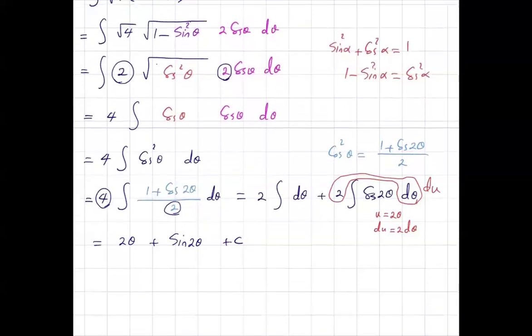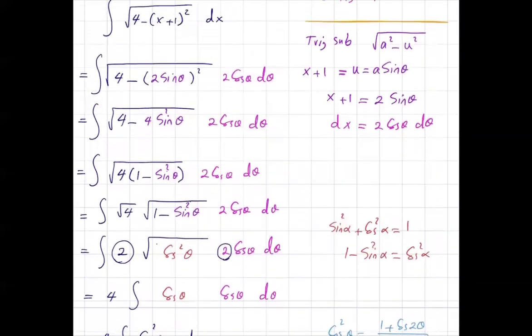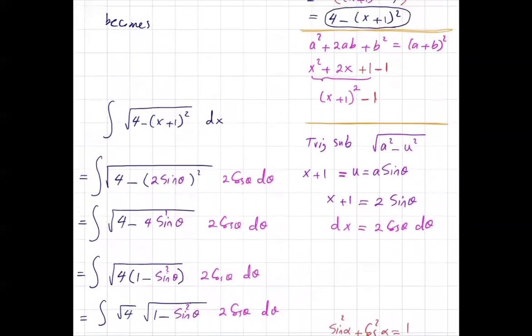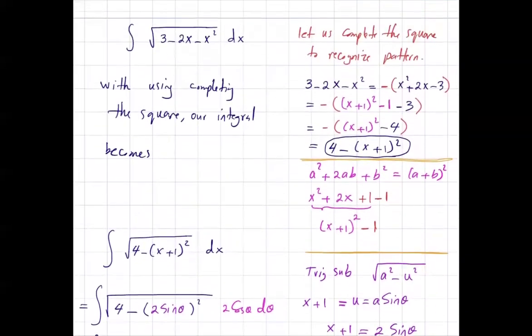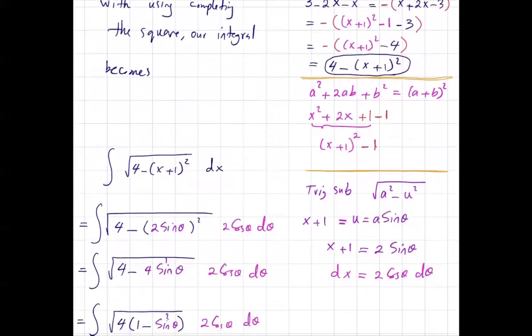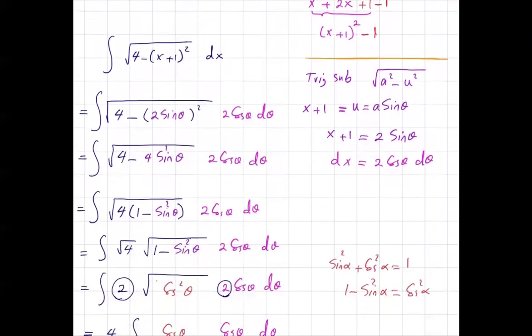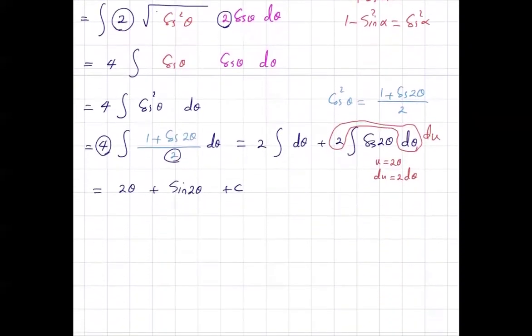Why is that? If we go back up, we know that our integral is in x. So we have to write everything in terms of x. So let us take this u sub that we used here, x plus 1 is equal to 2 sine theta. We're going to use this and the right triangle and find the value for theta and find the value for sine 2 theta and continue this process.